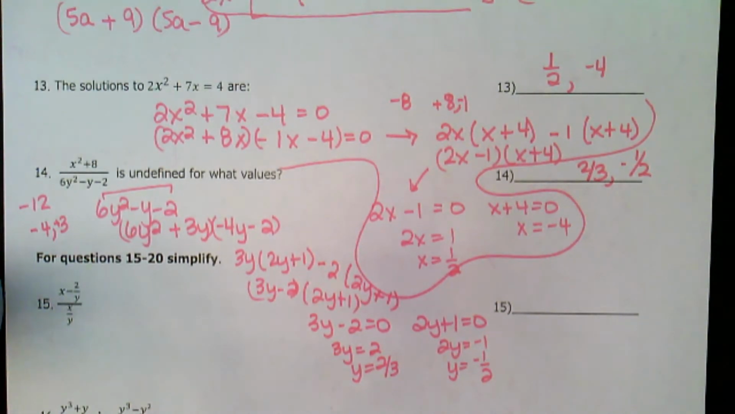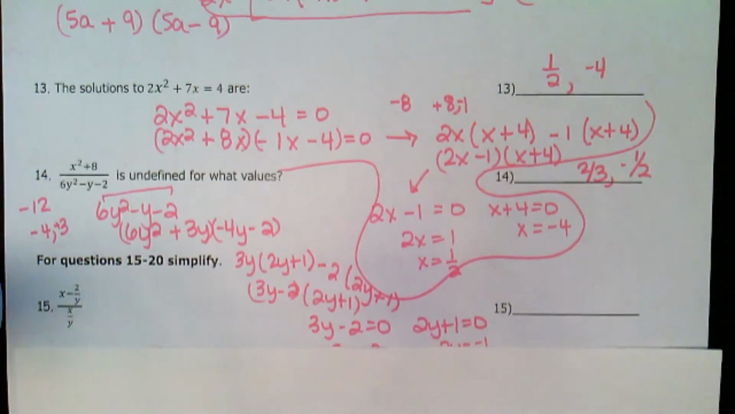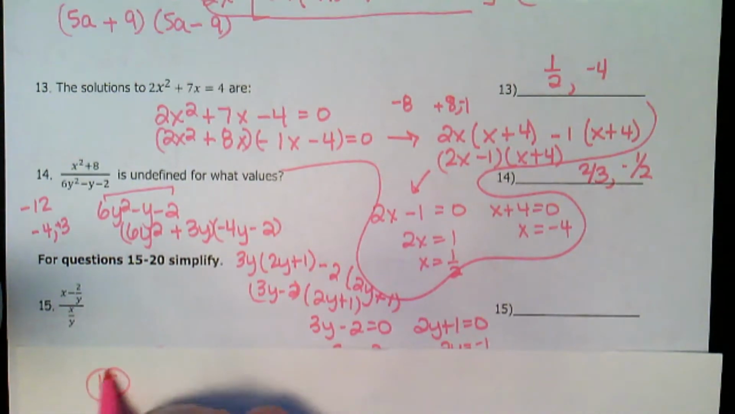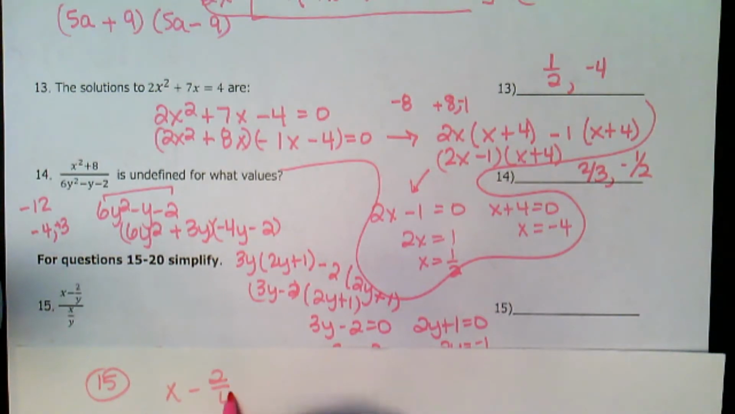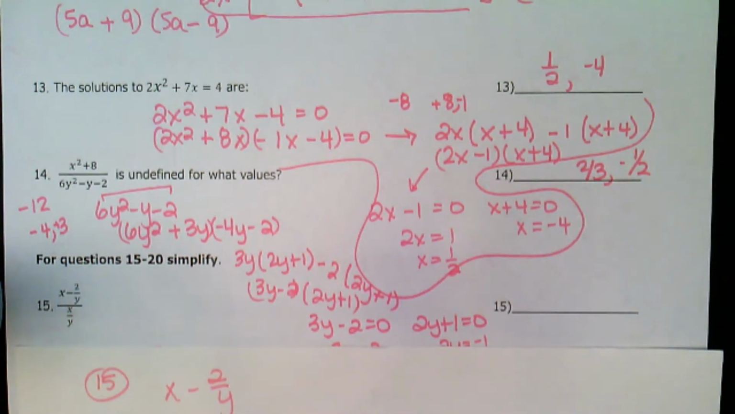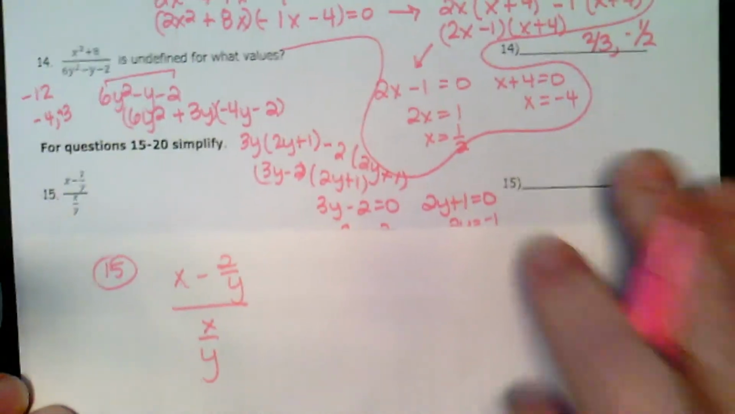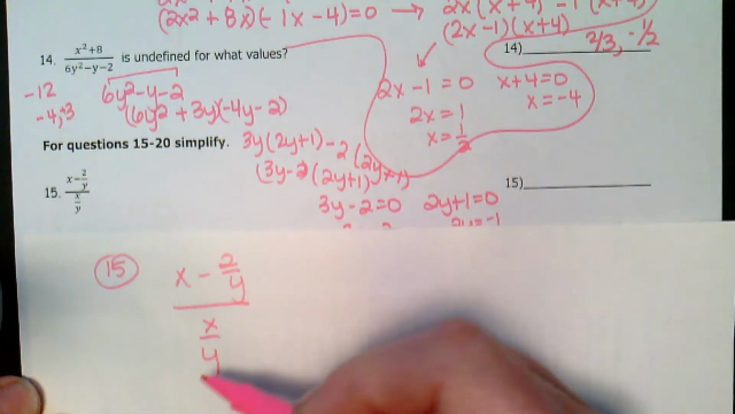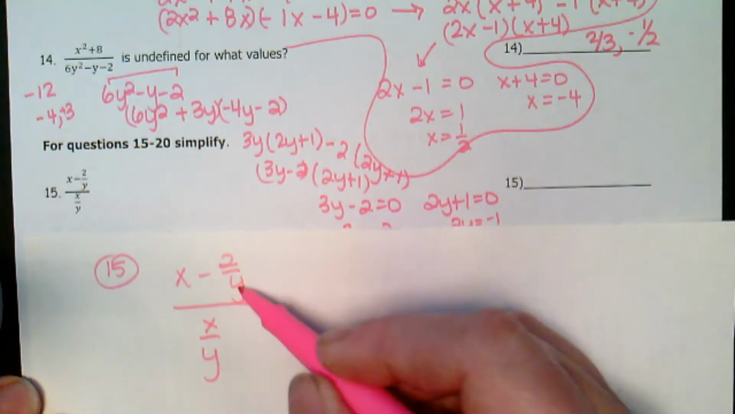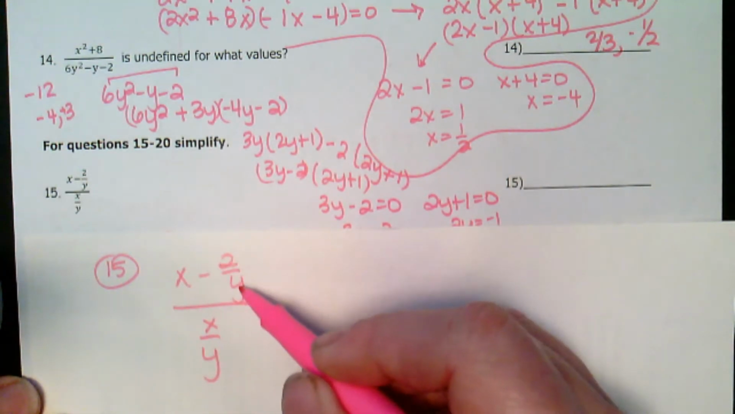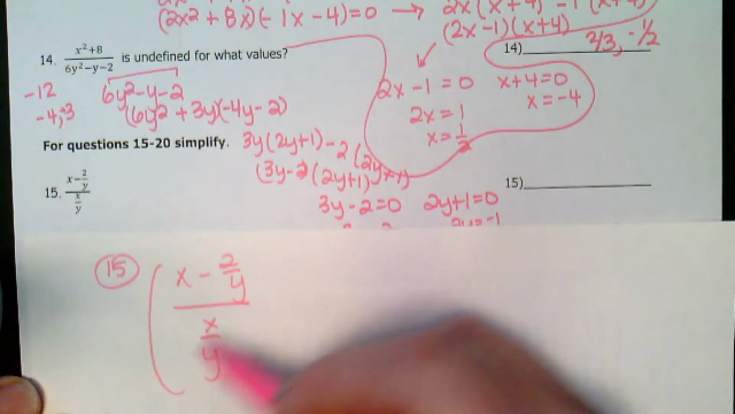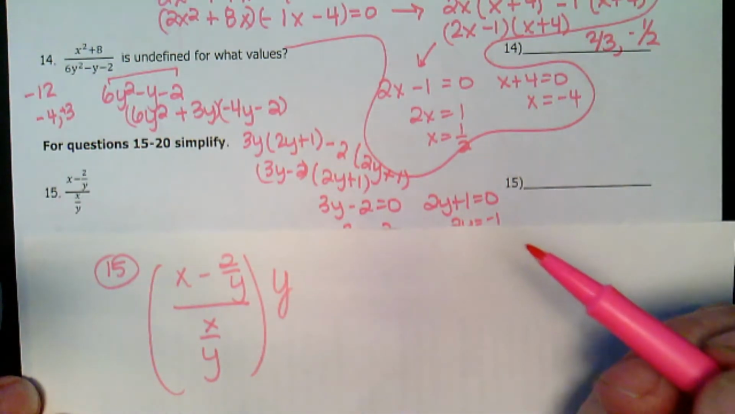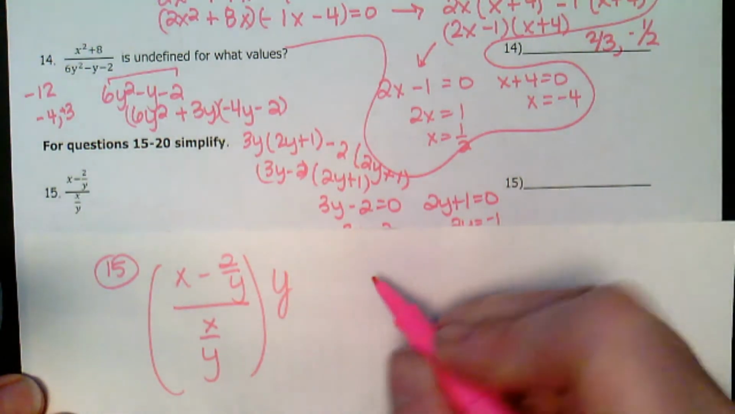Right. Number 15. I think I'll go on another sheet. So it says for these questions we want to simplify. So a fraction in math is not simplified. So we need to get those fractions out. So we look at our denominators of wherever they are, and we find a common one. Well, this one's easier because they're both y's, so we're going to multiply everything by y.